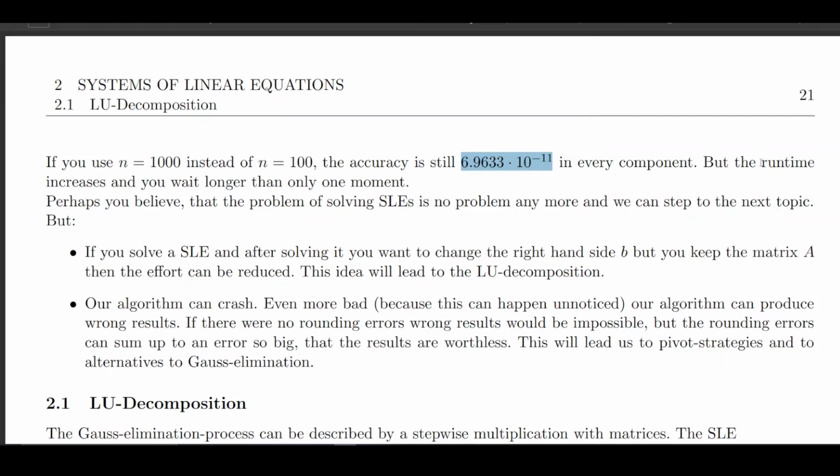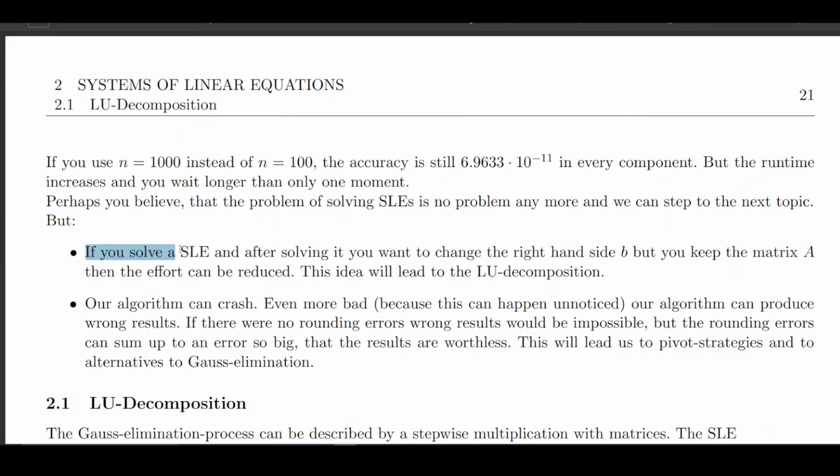Runtime is more than half a second if you ask for a 1000 by 1000 system. Okay, if you see that this is very convincing and maybe you say, okay, there's no problem, we understood how we can solve systems of linear equations. But that is not true. We can run into trouble we have not seen so far, but we will see later what's going on.